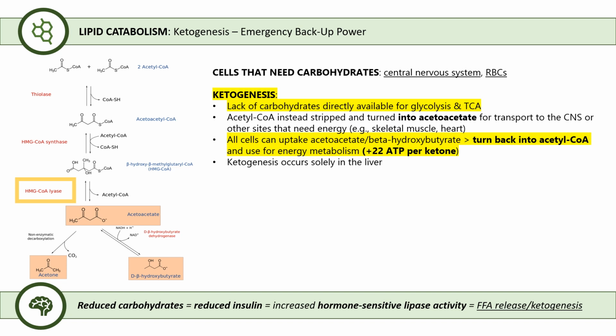Ketone bodies are unique in that they can cross the blood-brain barrier and be converted back into acetyl-CoA, where they can enter the Krebs cycle as substrates for the CNS. One acetoacetate or beta-hydroxybutyrate ketone body provides approximately 22 ATP each for these cells.